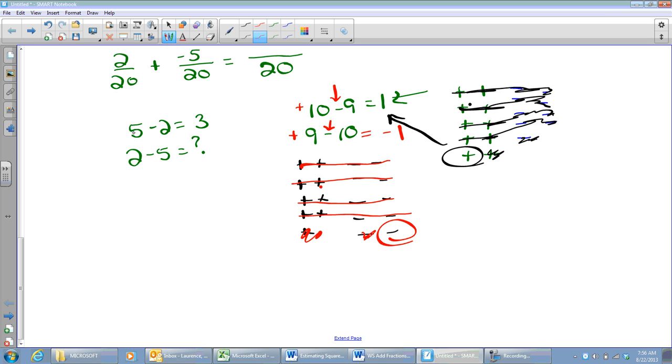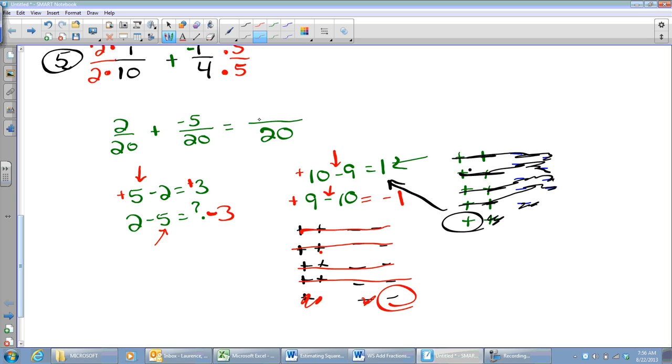So when I do 5 minus 2, 5 has the greater absolute value. It's a positive. My answer's positive 3. In this one, 2 minus 5, I'm still going to get 3, but this one has the greater absolute value. And so it's going to be a negative 3. So my answer is going to be negative 3/20ths, or you could say it as negative 3/20ths.